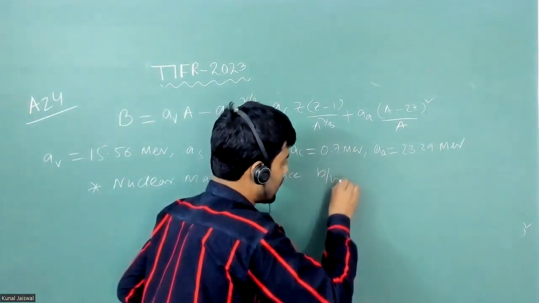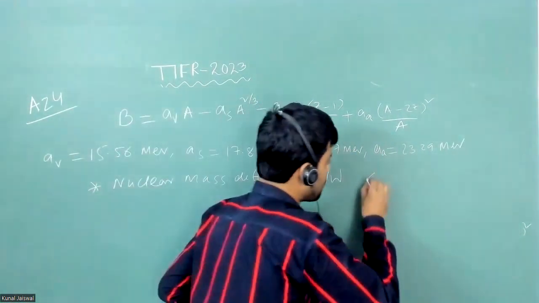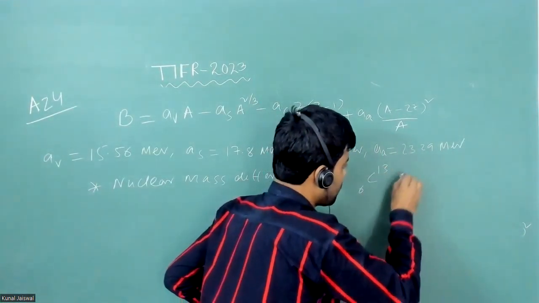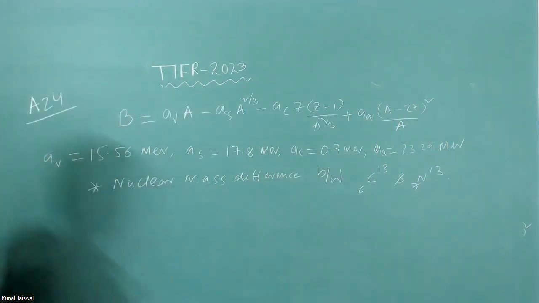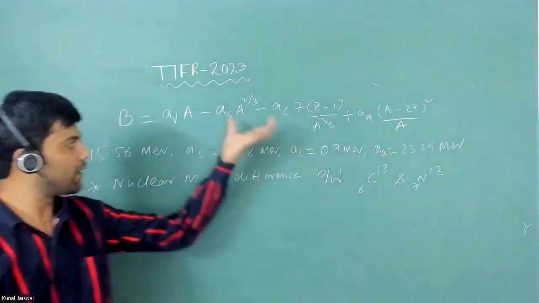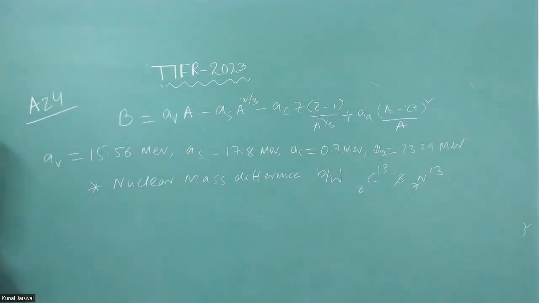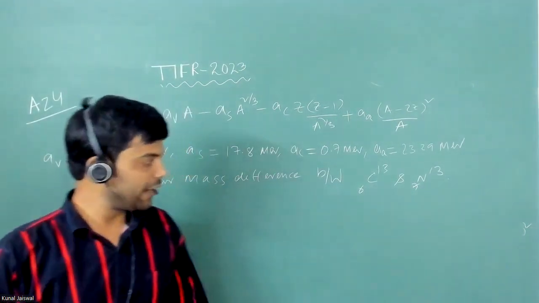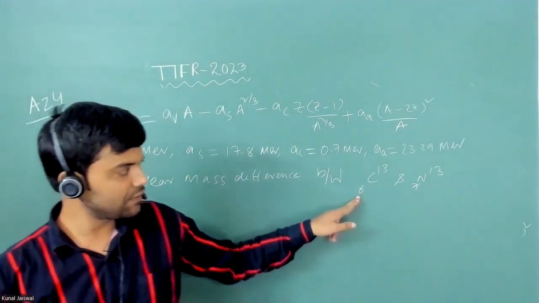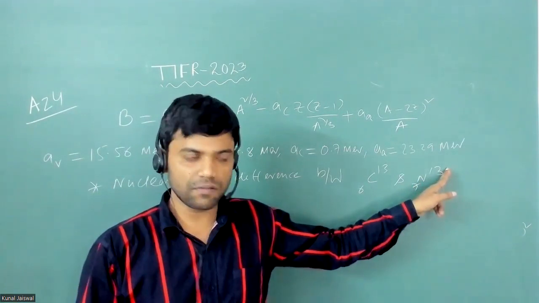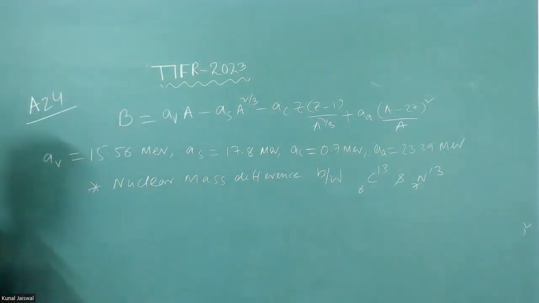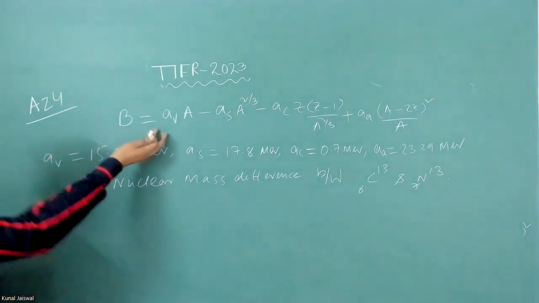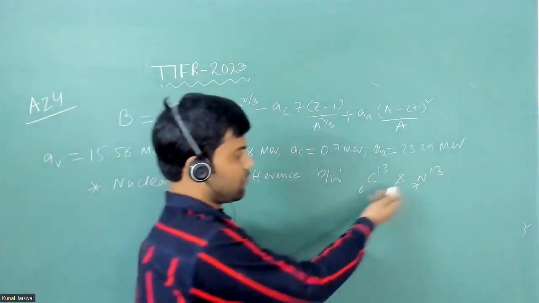Now you have to use this binding energy formula to calculate the nuclear mass difference between two mirror nuclei, carbon-13 (6,13) and nitrogen-13 (7,13). They are mirror nuclei because the proton number of one nucleus matches the neutron number of the other, and vice versa. So I will use this to calculate the nuclear mass difference between these two nuclei.